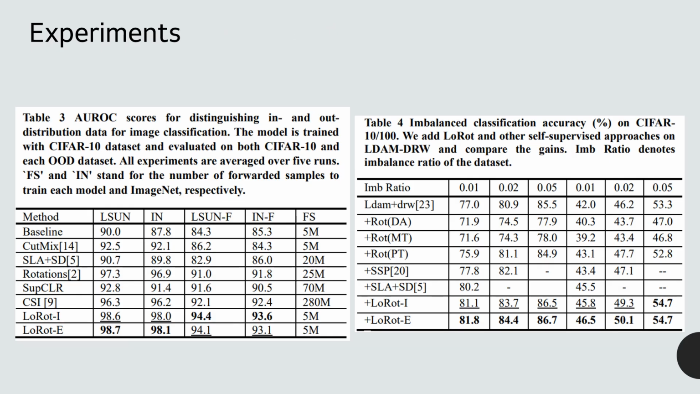Here is our experiment. The table on the left is about how well the model detects out-of-distribution samples, and the table on the right shows the performance for imbalanced classification. For more results on the various benchmarks, including classification and robustness and so on, and also the compatibility with contrastive learning and augmentation techniques, please refer to the paper.